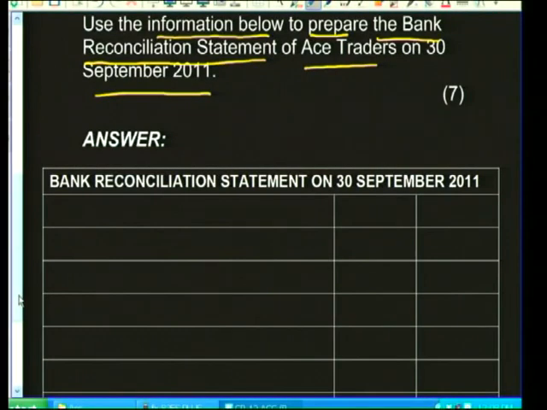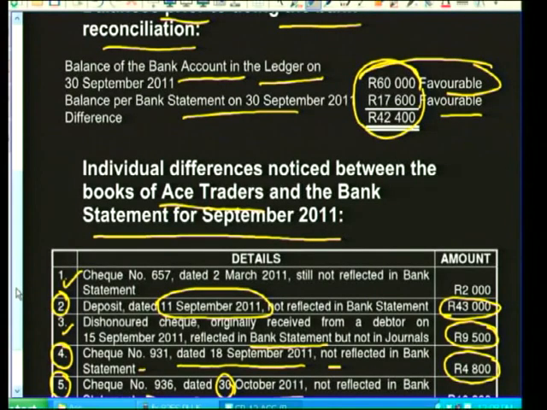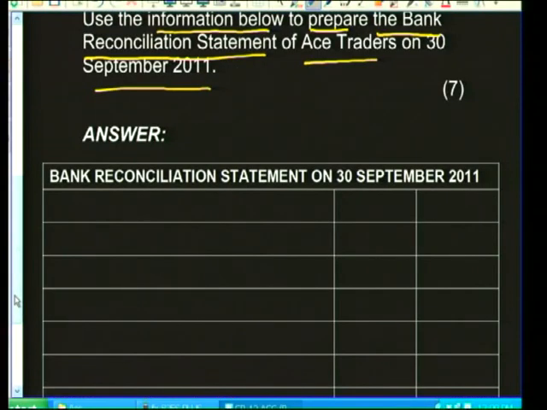What do we start off with? Remember, in the first part of the question, you were given information. The balance as per your bank statement was 17,600, a favorable bank balance. So we will start off by saying, if you are doing a bank reconciliation statement, remember, we normally use the debit and the credit columns.